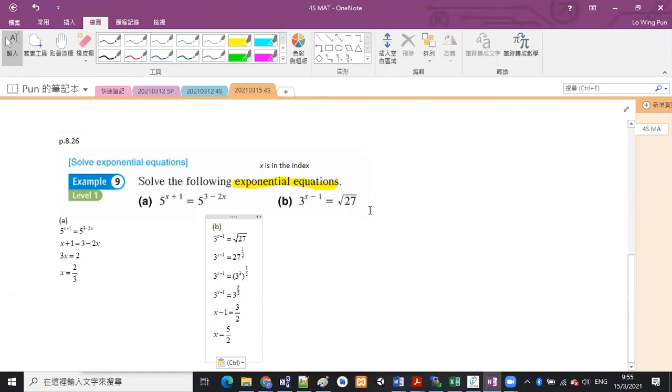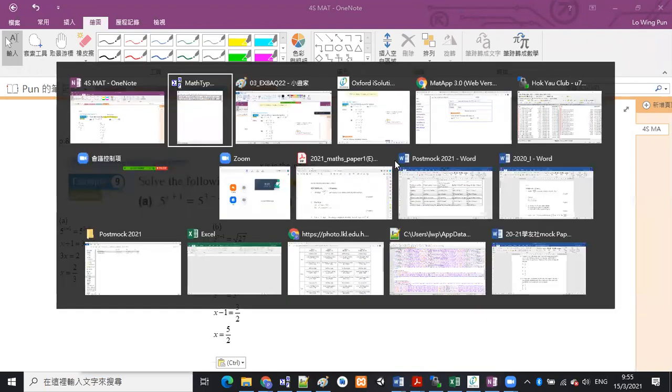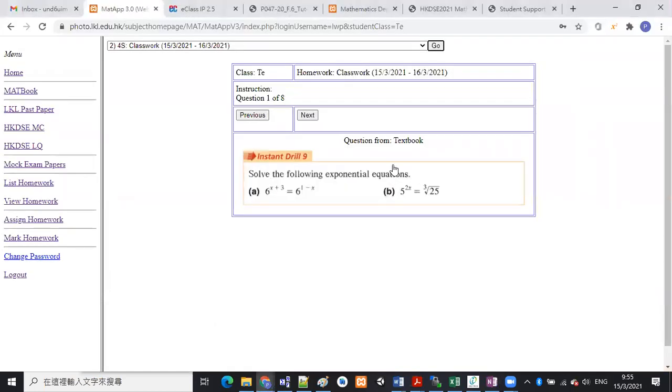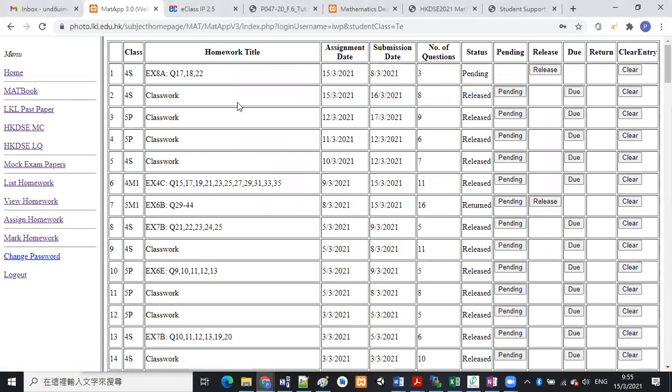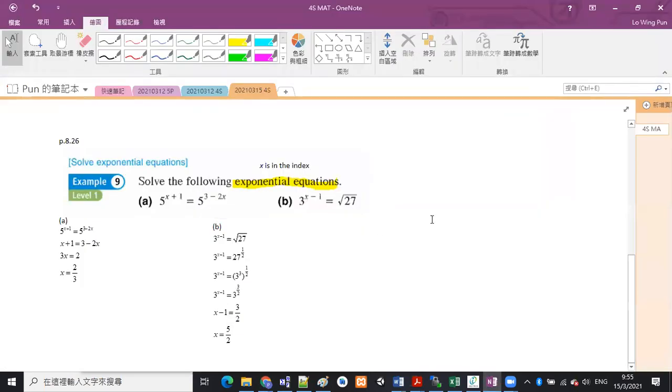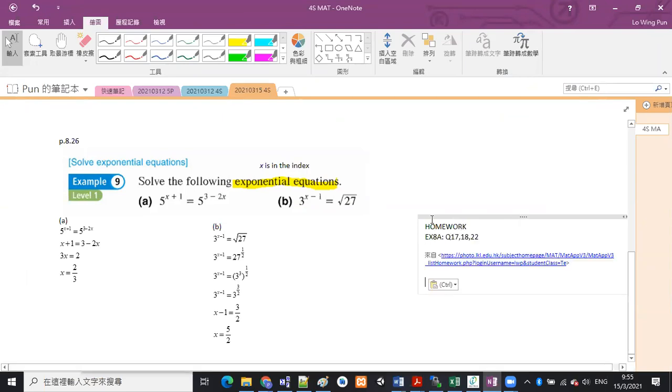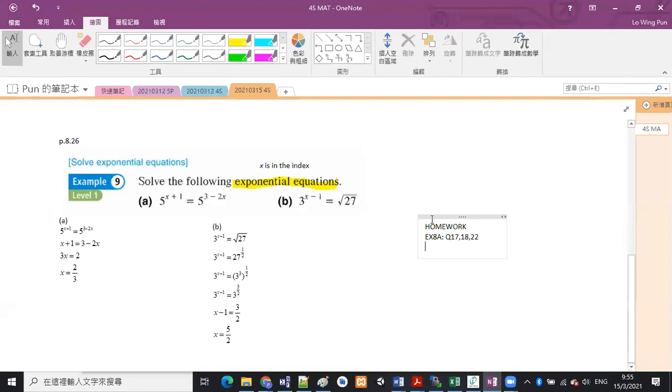All right, so I don't think I have sufficient time. But you have a homework today. So that is exercise 8A, question number 17, 18, and 22. Okay, please hand in on Thursday. Okay, submit to the Math app web system.